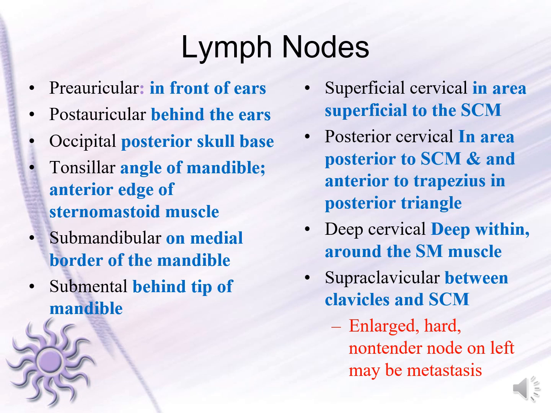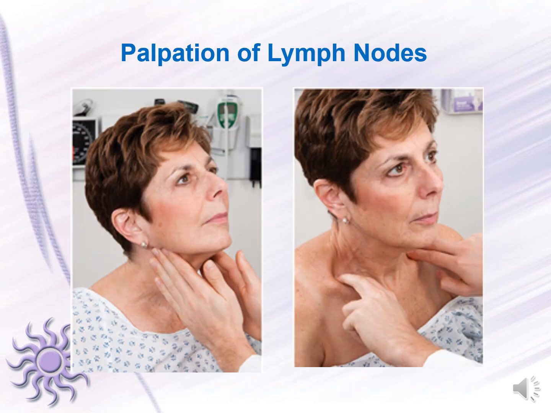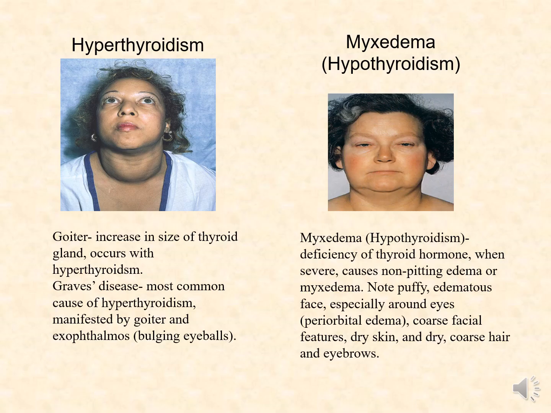Again, any enlarged, hard, non-tender node is indicated to evaluate for metastasis. So we do this with the fingertips in that circular motion. These other diagnoses, here are some pictures of those things: hyperthyroid, and then we have hypothyroid.